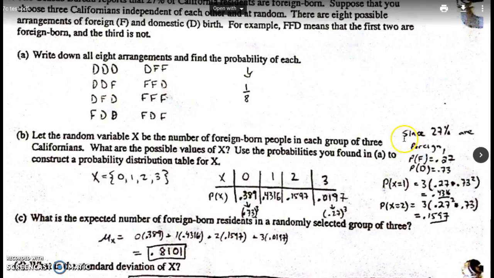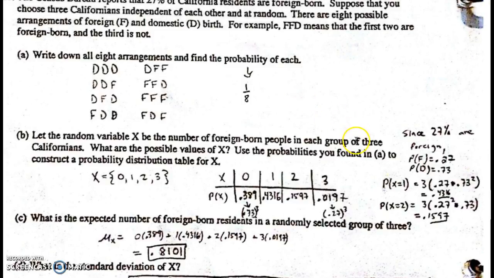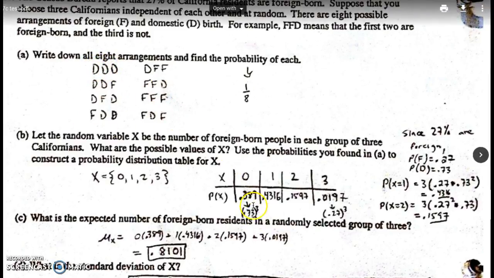Okay, on the side it says, since 27% of the Californians are foreign, the probability of being foreign is 0.27 and domestic is 0.73. It's not a 50-50 chance of being foreign or domestic in California in this scenario. So the way that we calculate the probability of there being 0 foreign-born people is not just, oh look, there's one time it happens out of 8. So it's not just 1 out of 8 right here.